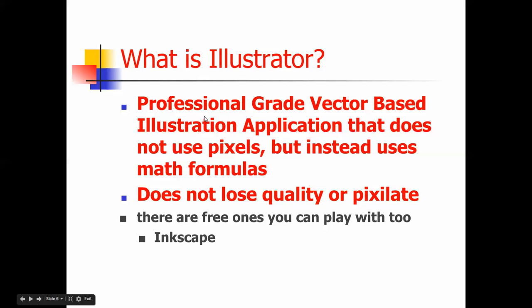Alright, write this down. This is a note. What is Illustrator? It's a professional grade vector-based illustration application that does not use pixels but instead uses math formulas. It does not lose quality. You can draw a picture in Illustrator and make it the size of a billboard and it will never lose quality. The other cool thing, there are some free ones that you can play with too, Inkscape, so they're in the classroom and you can go home and try it, so that would be a good thing for you to do.